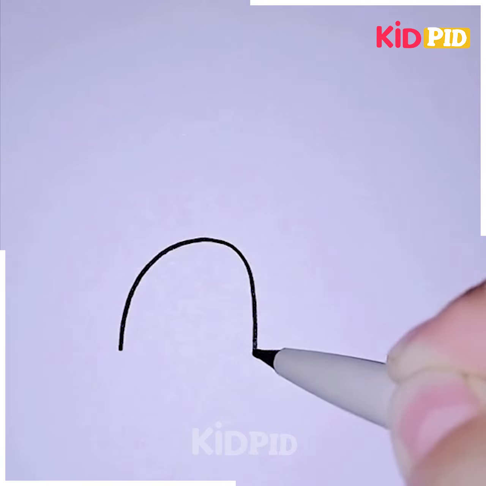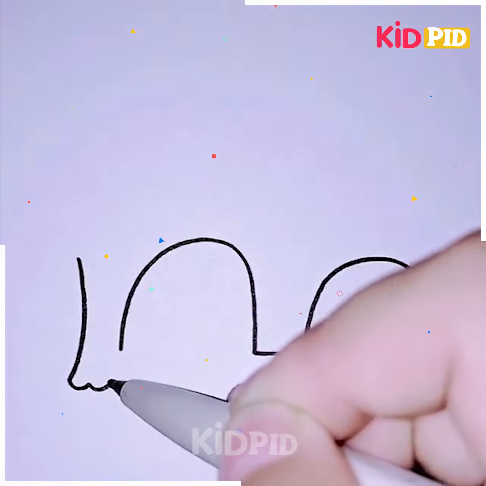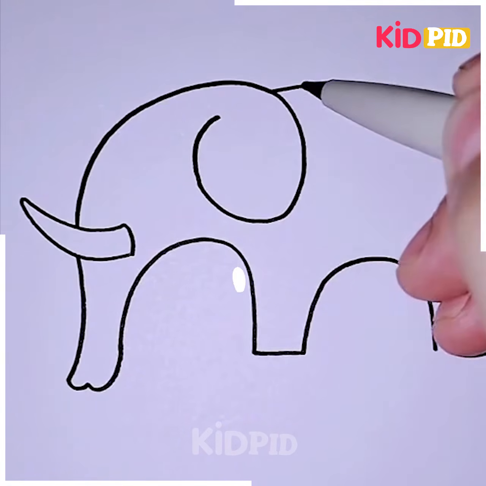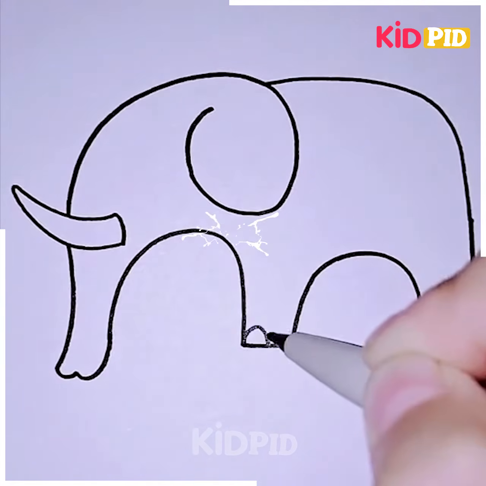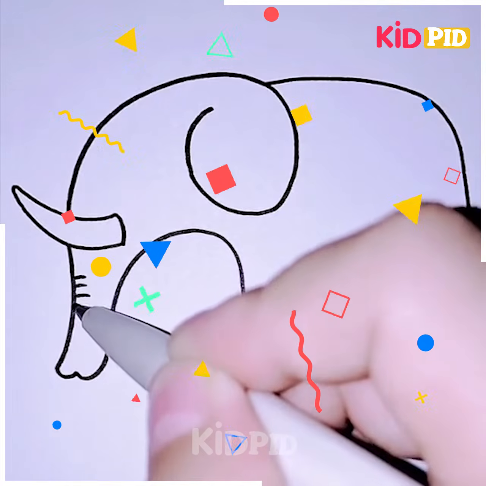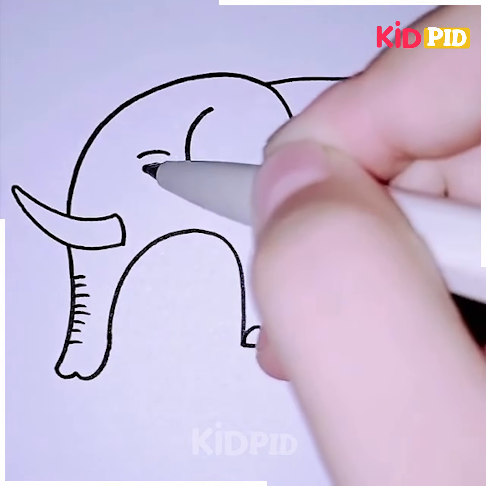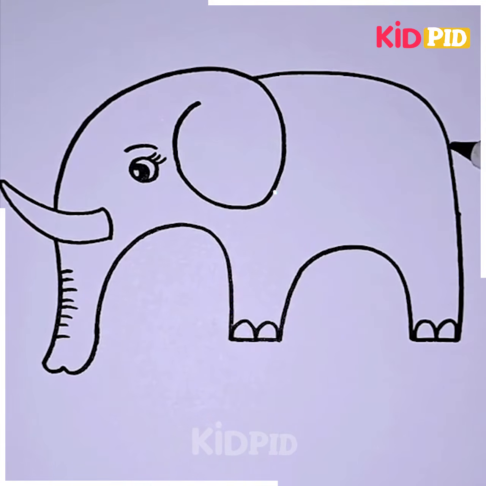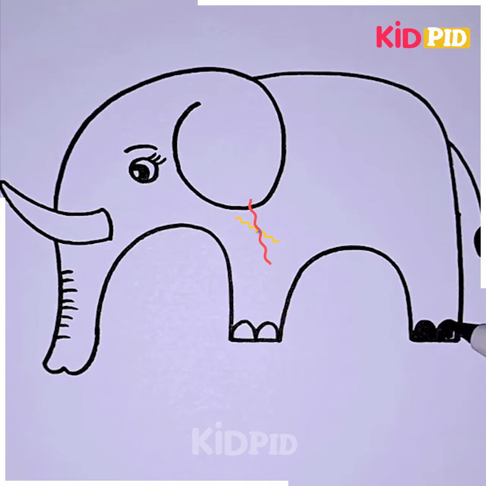So again I'm drawing a half circle and again a half circle is being drawn, and the legs are being drawn and the tail is being drawn, and then the ears are being drawn. So here's a beautiful elephant with the teeth being drawn. Let me shade with a black sketch, and the eyes are being drawn with eyelashes. So I need to draw a tail for an elephant.